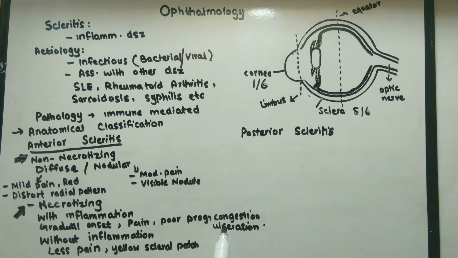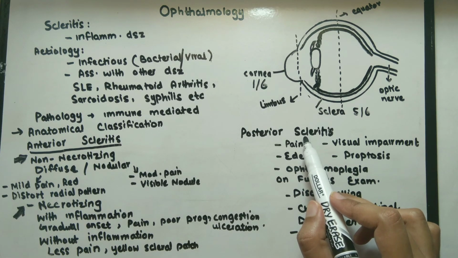Deep vascular plexus is congested. Conjunctival ulceration may occur over the scleral necrosis. And in necrotizing type without inflammation, there may be mild pain. There is a yellow necrotic scleral patch in an uninflamed sclera.